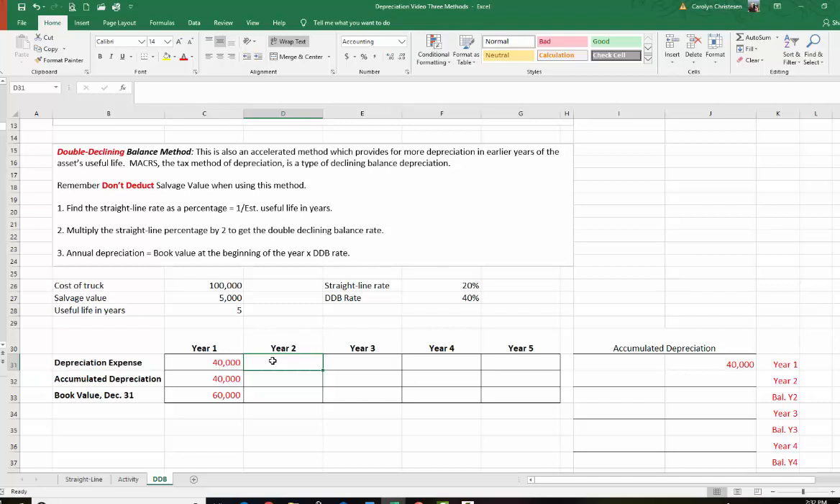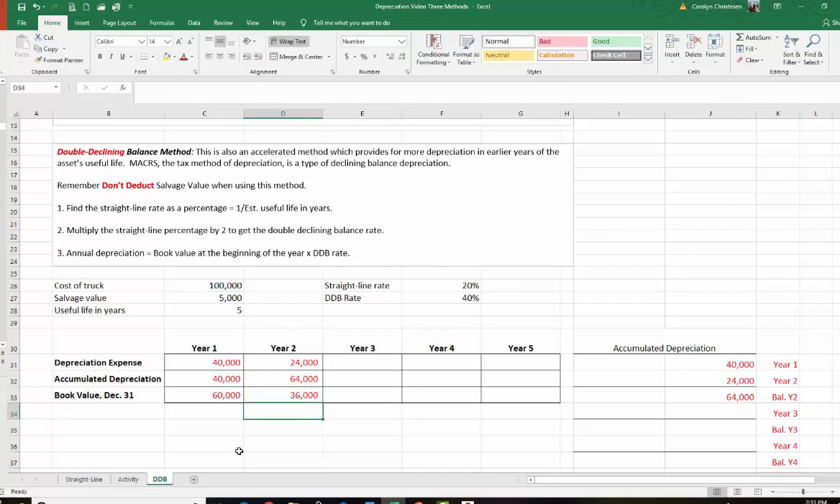Okay, now, depreciation expense in the second year. What is our book value at the beginning of year 2? The book value at the beginning of year 2 is book value at the end of year 1. So our book value at the beginning of the year is equal to 60,000. We're going to multiply that by our 40%. Our depreciation in our second year is equal to 24,000. Our accumulated depreciation is equal to last year's plus this year's expense. And our book value now is equal to cost minus accumulated depreciation.